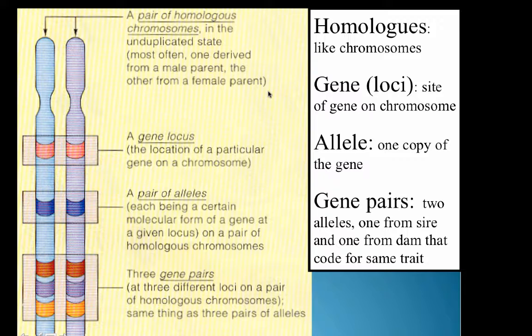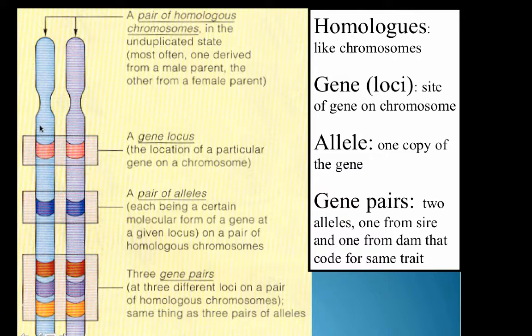When you hear the term homologs, those are going to be chromosomes that are alike. So this purple chromosome is a homolog to this blue chromosome here. A gene is also going to be referred to as a loci. I use them interchangeably, so just be aware of that. And that's going to be the site of a gene on a chromosome. An allele is going to be one copy or an alternate copy of a gene.